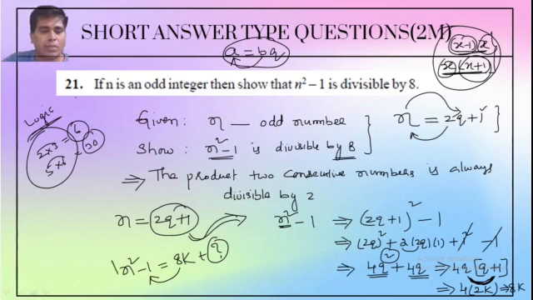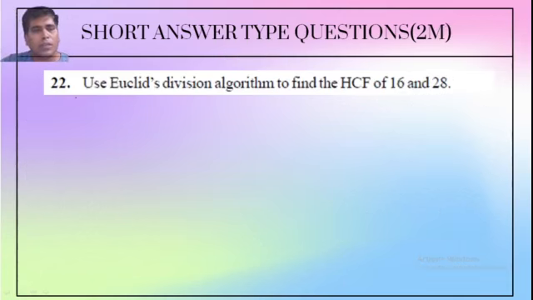Similarly, we got the same scenario here. n square minus 1 is equal to 8k. It is nothing but n square minus 1 is a multiple of 8. When it is a multiple of 8, it clearly divides. It is divisible by 8. So go through it once again and check it. So move to the next question.